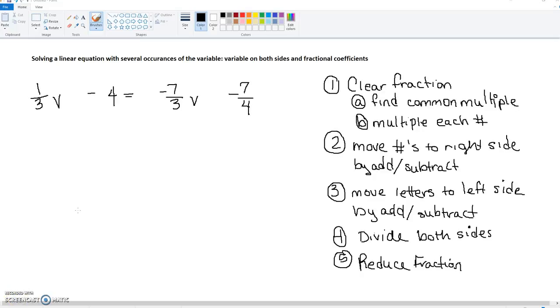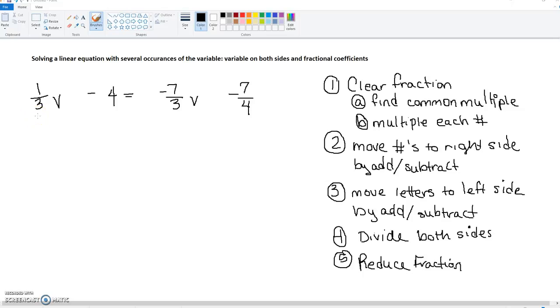Solving a linear equation with several occurrences of the variables on both sides, and fractional coefficients. So if you notice, in this particular topic, we have fractions again. And so we're going to go ahead and talk about how we're going to clear the fractions, just in case you haven't watched the other video explaining that.